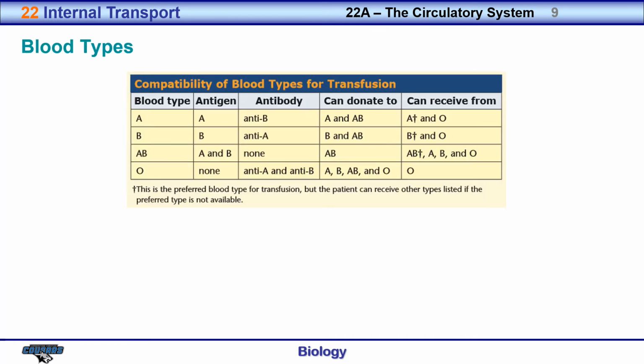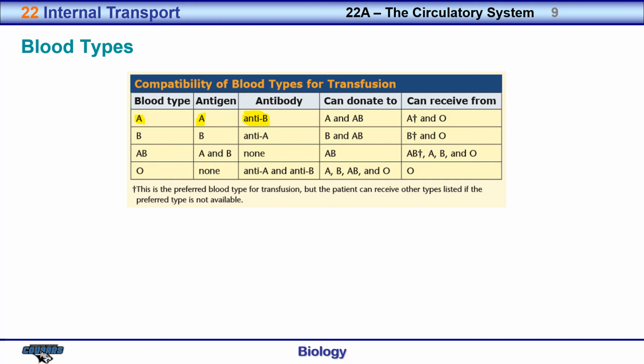So the real value of knowing all this information is how it works when there are blood transfusions. So using this chart here, we can have a better understanding of what is possible and what shouldn't happen. So if you have blood type A, going across the first row, you have the A antigen, and B is foreign to you, so you're going to have the B antibodies.